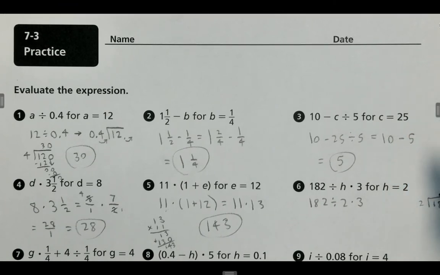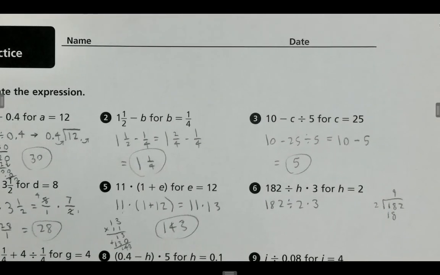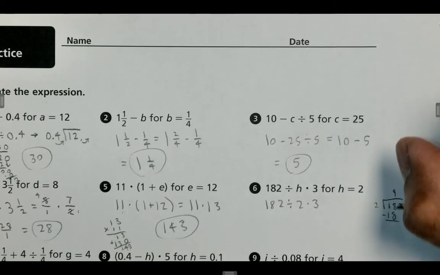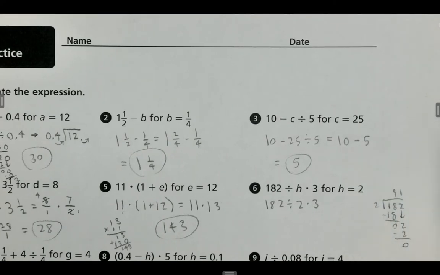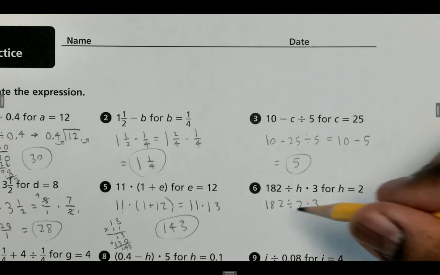2 goes into 18 9 times. 2 multiplied by 9 is 18. Subtract that. Bring down. 2 goes into 2 once. 2 times 1 is 2. There. Nothing left over, nothing left to bring down. 182 divided by 2 is 91.